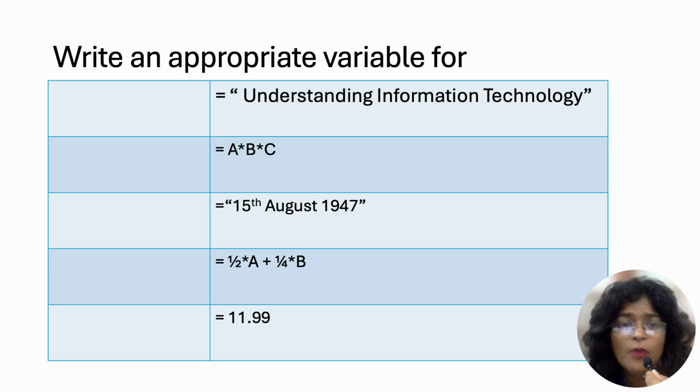What about 15th August 1947? It's a string constant, so you have to use a string variable. So use $A or B. What about the next one? Half multiplied by A plus 1/4 multiplied by B. It's a mathematical equation, so you have to use a numeric variable like A or B. What about 11.99? That is a numeric constant, so you have to use a numeric variable like A.